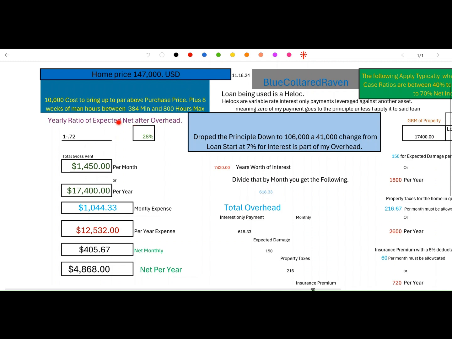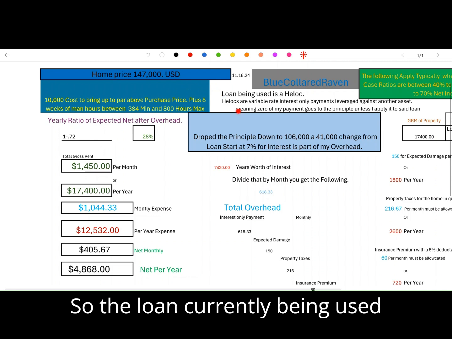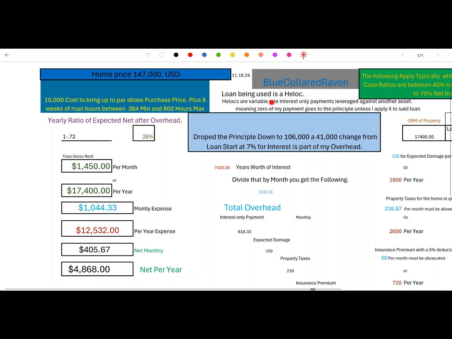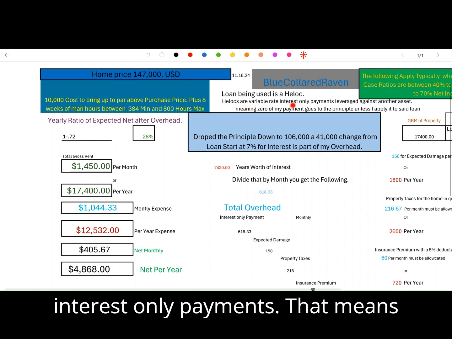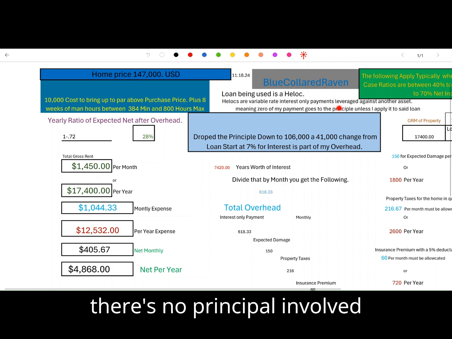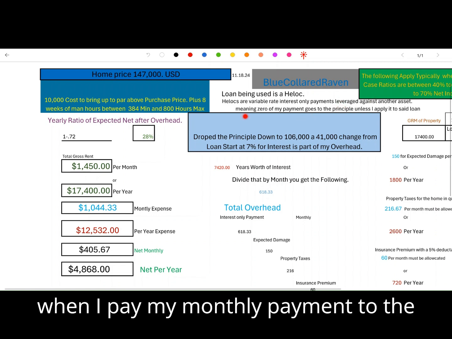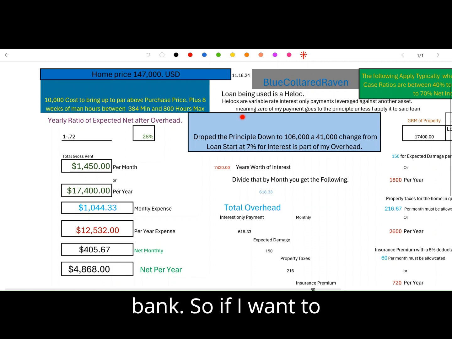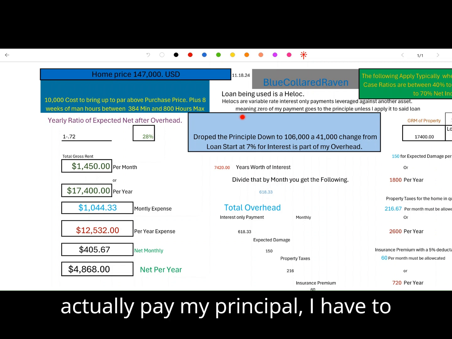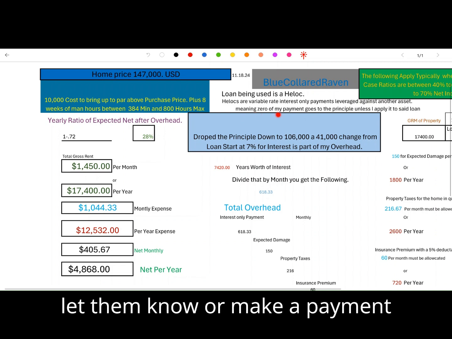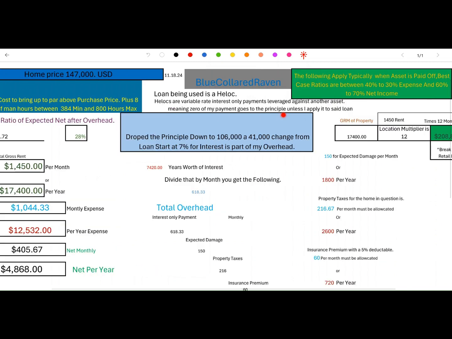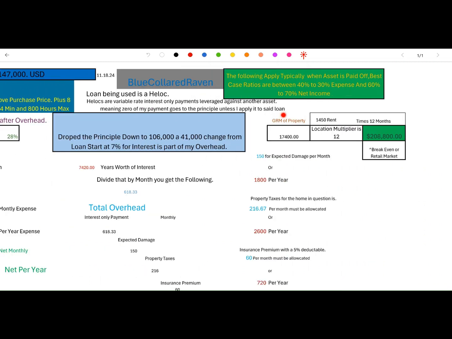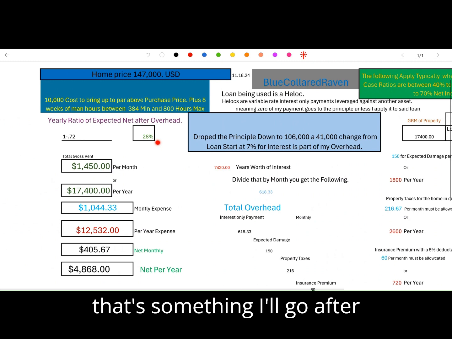So the loan currently being used is known as a HELOC. A HELOC is a variable rate, interest only payment loan. That means there's no principal involved when I pay my monthly payment to the bank. So if I want to actually pay my principal, I have to let them know or make a payment once I've paid my interest for the month. That's something I'll go over after.